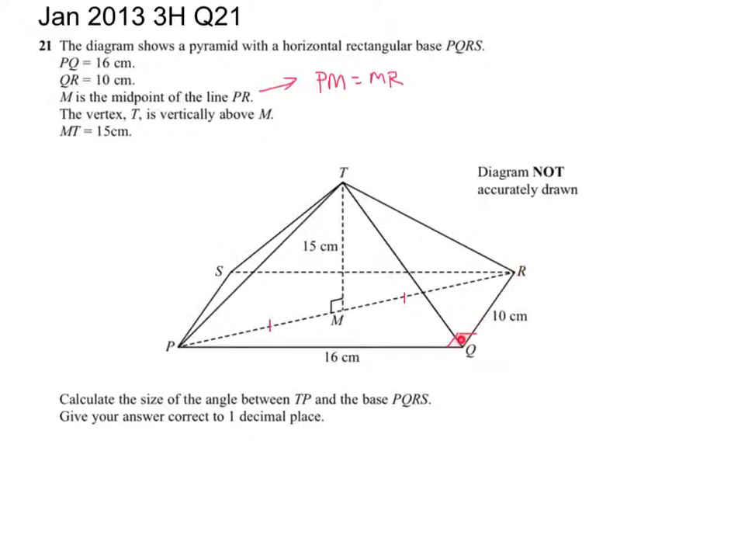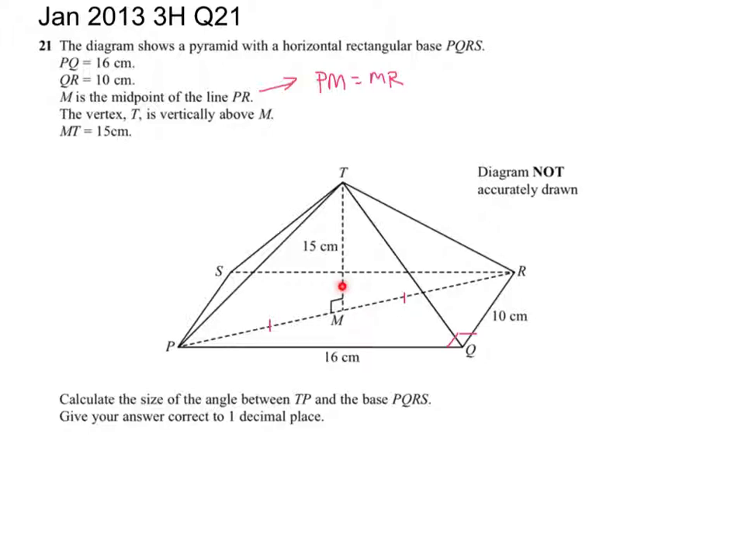M is the midpoint of the line PR, so I've written that PM equals MR, so this length is this length. The vertex T is vertically above M, that's where this 90 degrees comes from, and MT equals 15 centimetres, so that's already on the diagram.